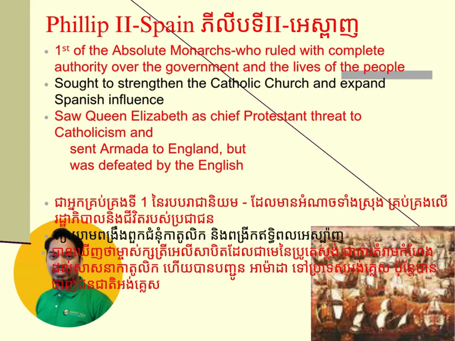Let's take a look at the first of the absolute monarchs. The first of the absolute monarchs is Philip II from Spain. He ruled with complete authority over the government and the lives of the people. He sought to strengthen the Catholic Church and expand Spanish influence because he believed that through this religion, his power would be stronger. He also saw Queen Elizabeth as the chief Protestant threat to Catholicism and sent the Armada to England, but was eventually defeated by the English.